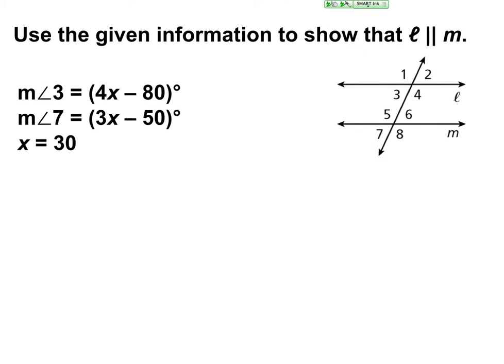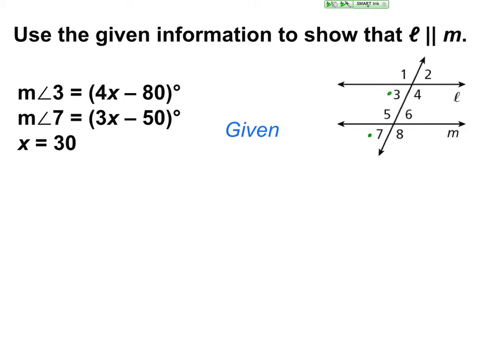Here's a little bit different one. Use the given information again to show that the lines are parallel. So let's see what they gave us. They gave us something about angle 3 and angle 7, and then they told us that x is 30. As you look at the picture, 3 and 7, do you notice those are corresponding angles? So if we can get them congruent, we can use that same converse that Vanessa read to conclude the lines are parallel. So can we get those two angles congruent? What would we do with that given information?